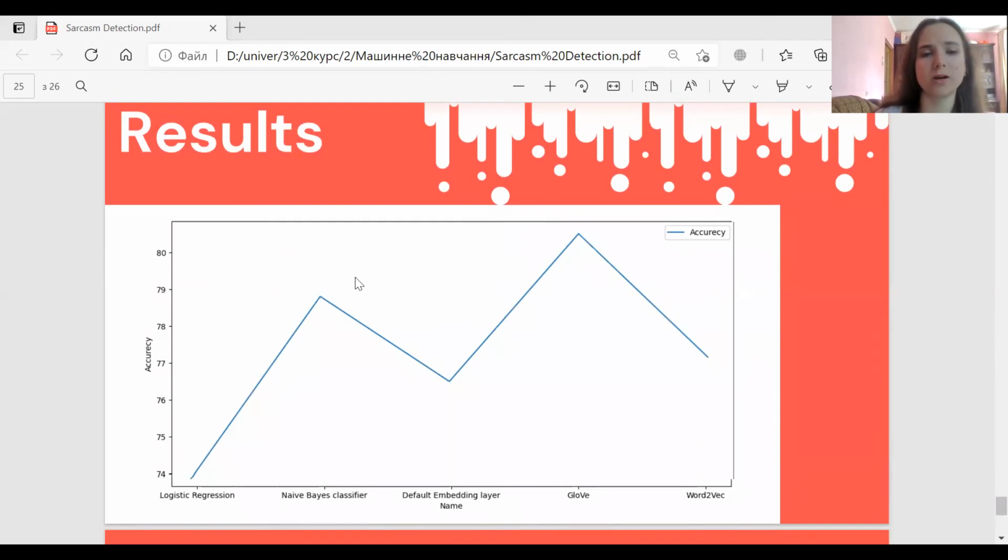It's quite surprising because my review of related work showed that accuracy of the naive Bayes classifier for sarcasm detection ranges between 60 and 70%, but the accuracy in my model is about 80%, 79%. Therefore, I can conclude that it's the extraction of TF-IDF features that improves the performance of the model.